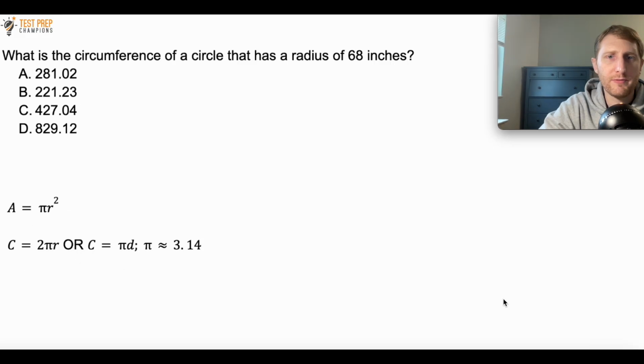What is the circumference of a circle that has a radius of 68 inches? And here are the three formulas that go along with circles, and it's up to you to decide which formula or formulas you want to use. Also keep in mind that you'll want to use 3.14 for pi if you use pi in the calculation.